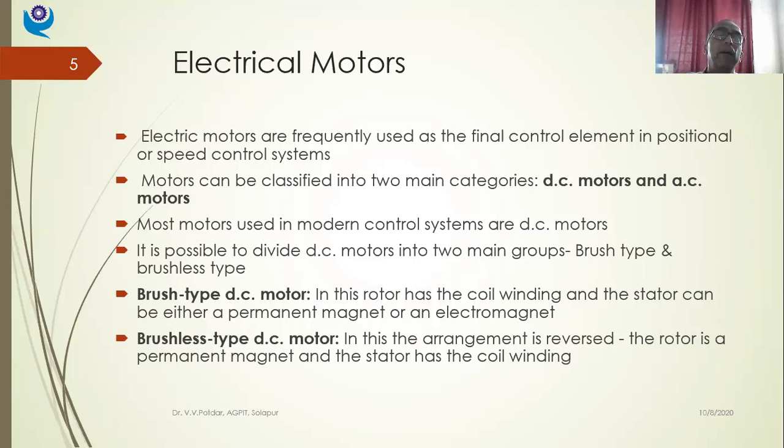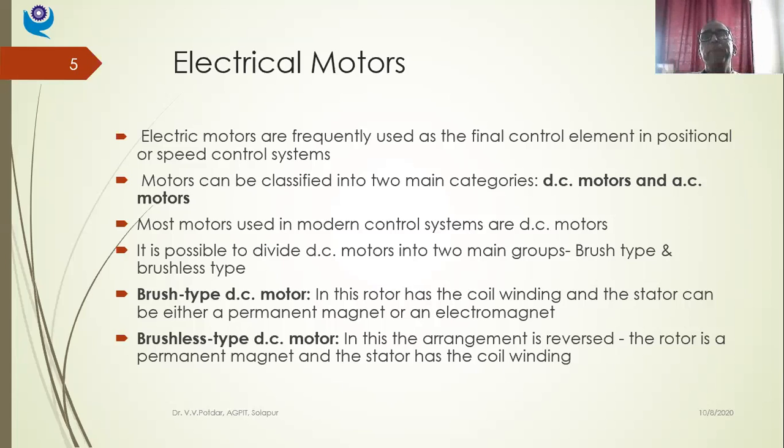So in the positional control system, I make use of electrical servo mechanisms, or I'll be using the speed control system for controlling the speed of electric motors. Motors can be classified into two main categories: DC motors and AC motors. Most motors used in modern control systems are DC motors, simply because their speed can be easily controlled. Whereas in AC motors, it is a bit difficult and costlier to control the speed. That's why DC motors are preferred in modern control systems, because of their better controllability. And it is possible to divide DC motors into two main groups: brush type DC motors and brushless type DC motors.